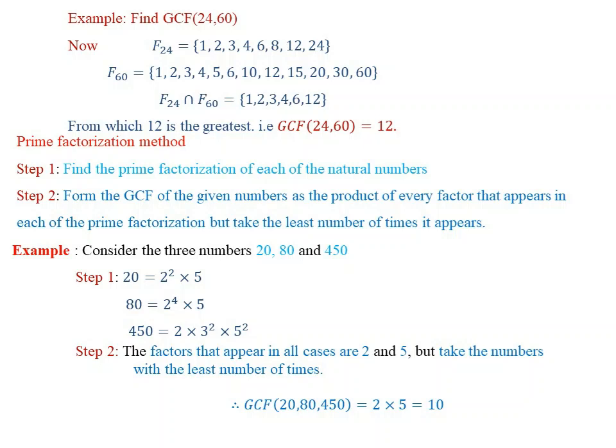Then what are the common factors of 24 and 60? The intersection of the factors of 24 and the factors of 60 is 1, 2, 3, 4, 6, and 12, from which 12 is the greatest number. We can also find the GCF using the prime factorization method.